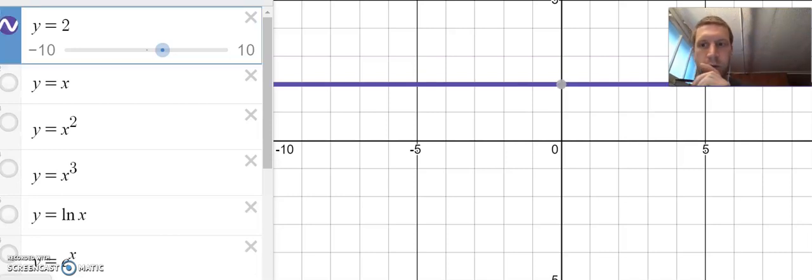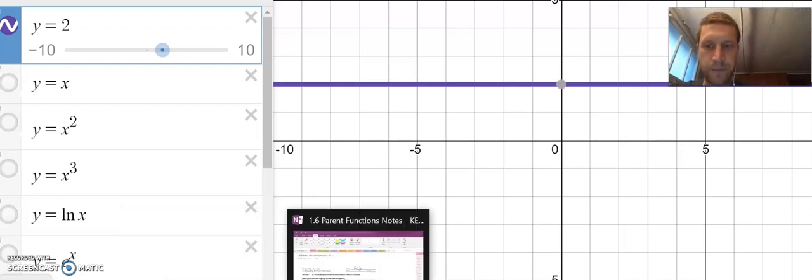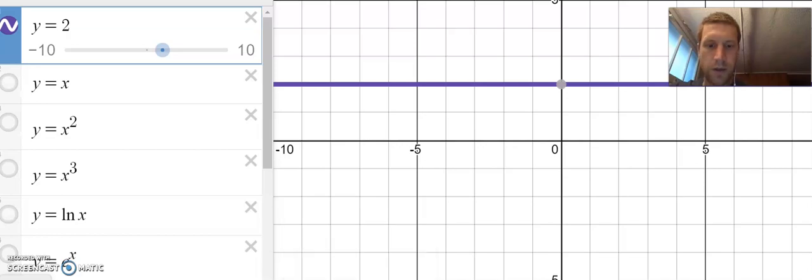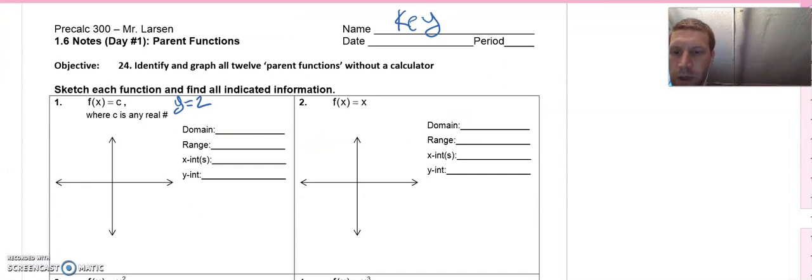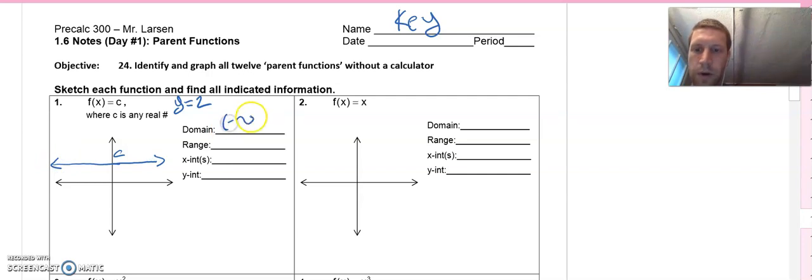So the first graph, y equals c, f of x equals c, it's just a horizontal line at whatever your c value is. So for me, I'm going to call this C, and it's just a horizontal line. So my domain, my x values, it's all real numbers, right? Range is only one value. If you pick 2, then 2 is the only value in your range.